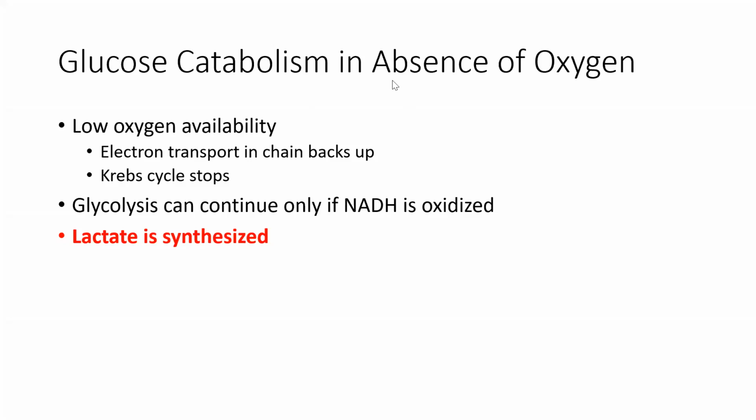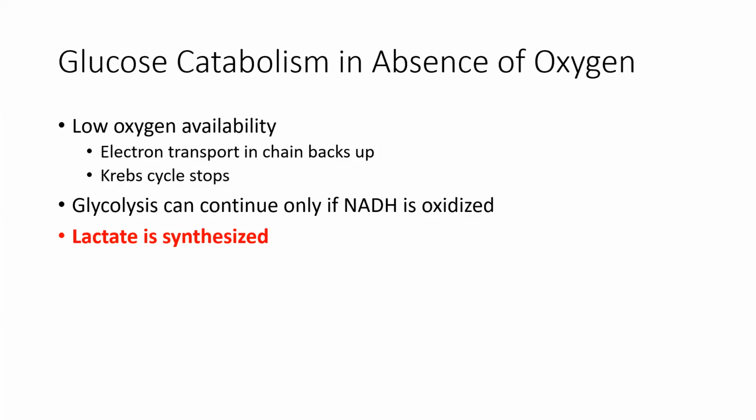Starting here looking at glucose catabolism in the absence of oxygen. We're looking at what happens if we don't have oxygen readily available. If there's not enough oxygen around, oxygen cannot drive the electron transport chain, and so it's going to back up. Remember, oxygen is the final electron acceptor to keep that chain moving. In the absence of oxygen, the Krebs cycle backs up and the electron transport chain backs up.